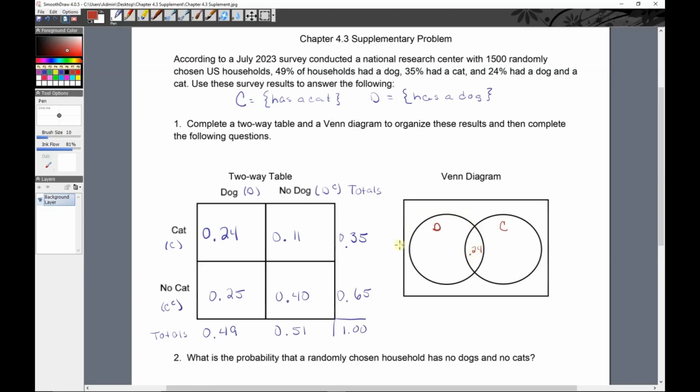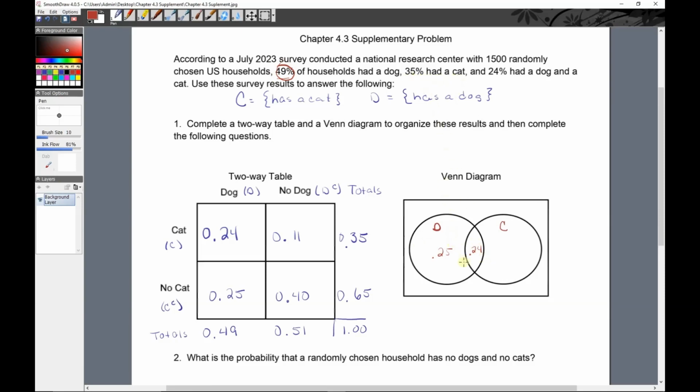Okay, so remember that this whole circle is the probability that a person owns a dog. And remember that that can be handled in two ways. Either they own a dog and a cat, or they own a dog and no cat. Well, the total for dogs is 0.49. So what do I add to 0.24 to get 0.49? That would be 0.25. See how this plus this together make the 0.49 that we had up here. And we can do the same thing with a cat.